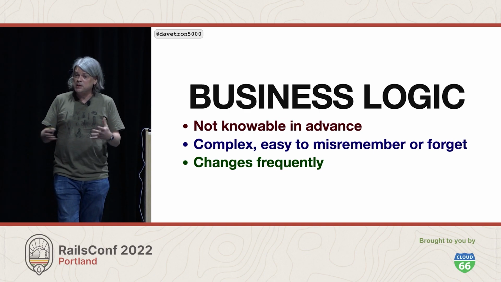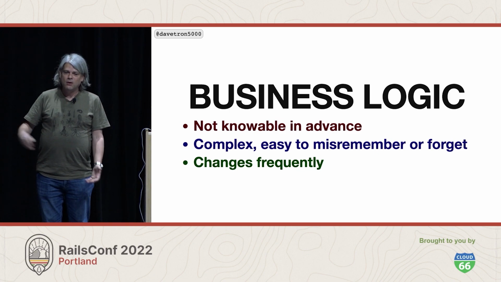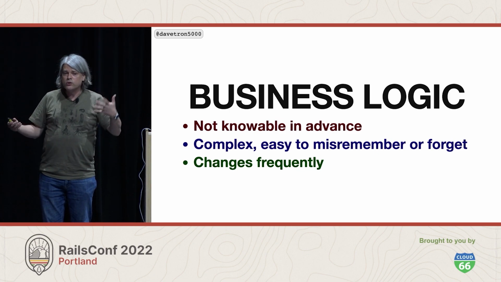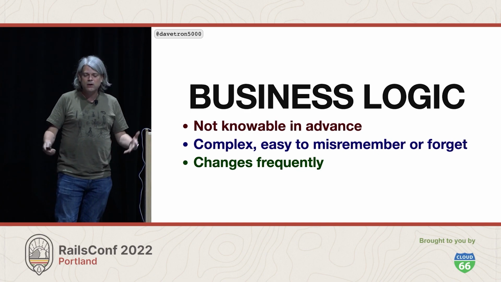What happens more often? The business logic changes, a new edge case comes up, or you add a column to the database, right? This stuff changes all the time. The business learns new things it wants to do. Edge cases now need to be handled. We need to fix a performance problem. There's a bug, et cetera, et cetera.